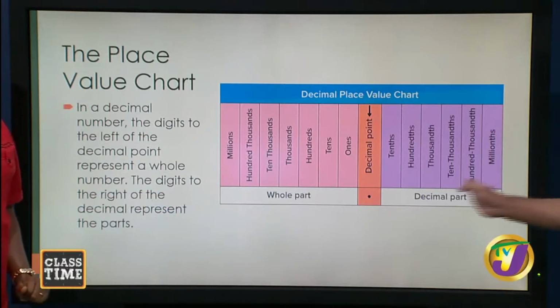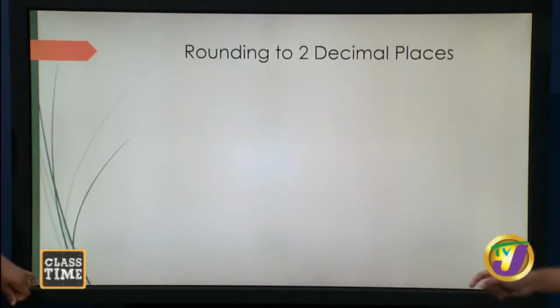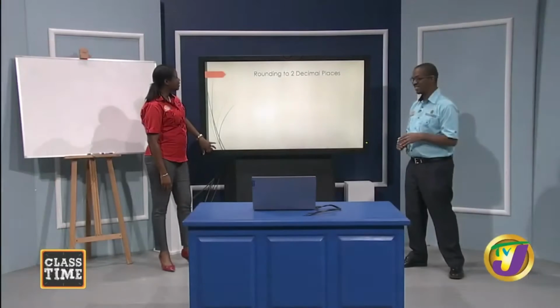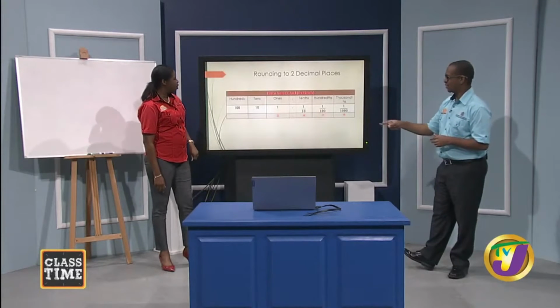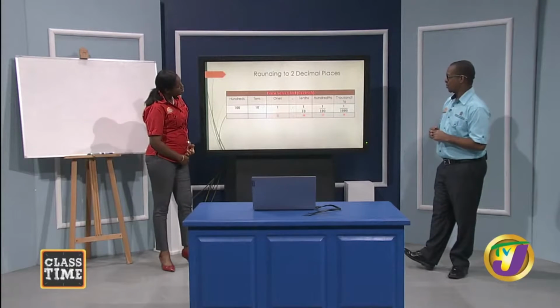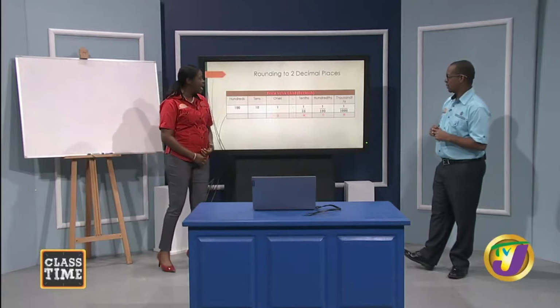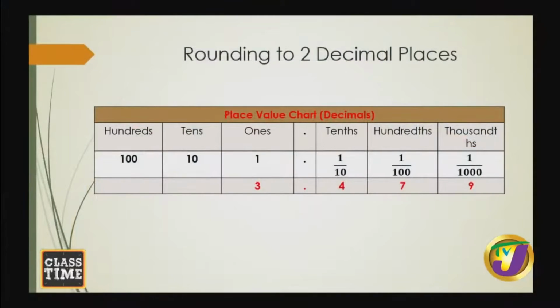So these are the numbers less than 1? Less than 1. Yes, those numbers are less than 1. All right, so let us look at an example. We're going to be rounding the number 3.479 to 2 decimal places.